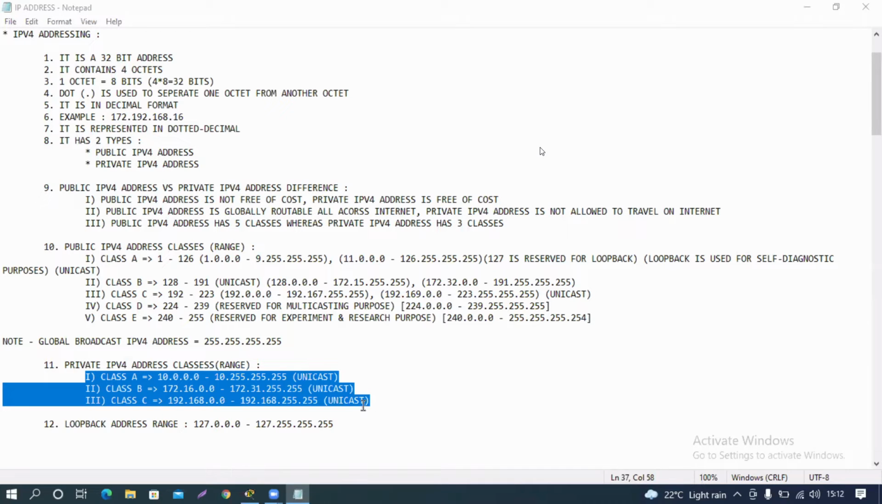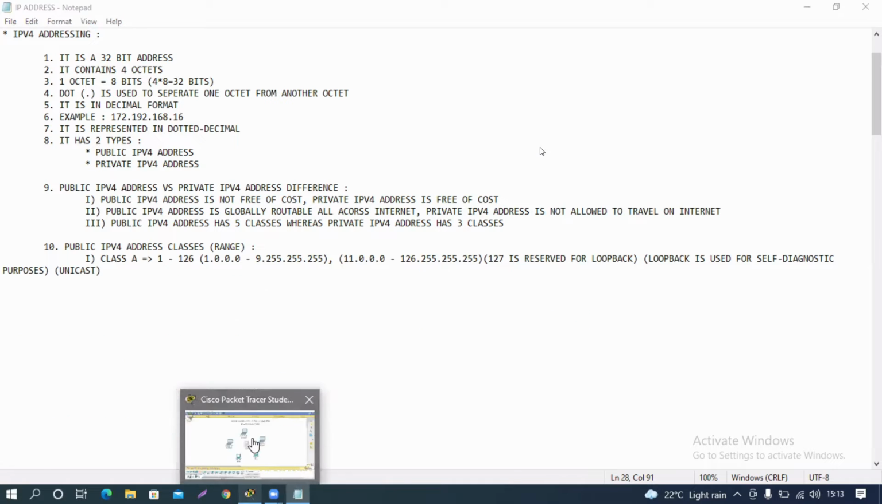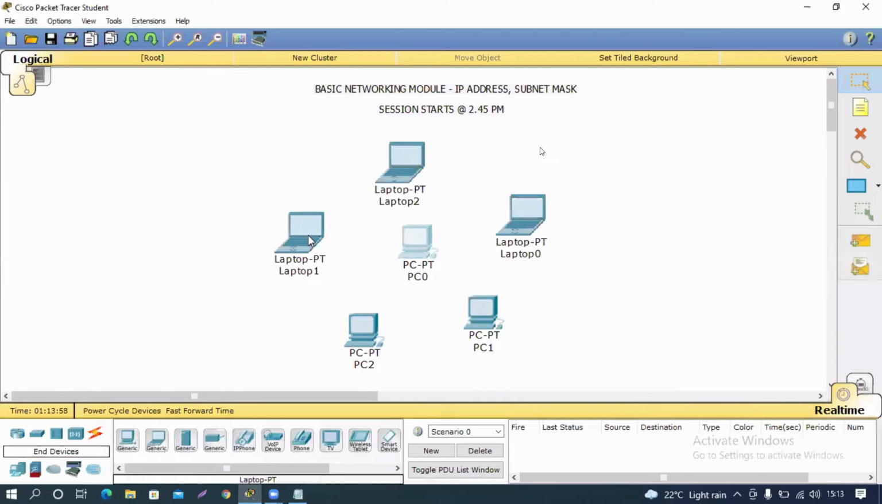Now you can see that over here it is written unicast, 1 to 1. Class A is unicast, class B is unicast, class C is also unicast. Unicast means one-to-one, not broadcast, direct communication. If this machine wants to communicate directly with laptop one, and laptop one directly with this machine, this one-to-one communication is called unicast communication.